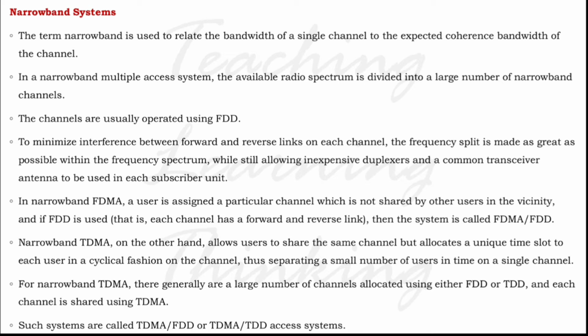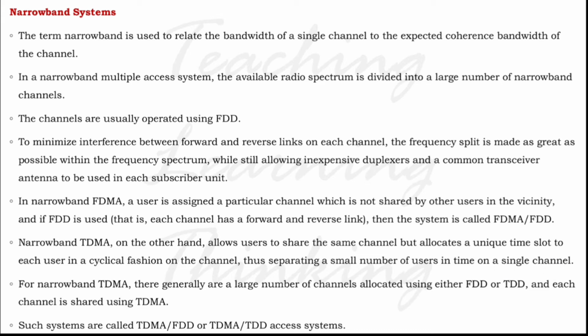The channels are usually operated using FDD, frequency division duplexing. To minimize the interference between forward and reverse links on each channel, the frequency split is made as great as possible within the frequency spectrum, while still allowing inexpensive duplexers and a common transceiver antenna to be used in each subscriber unit.